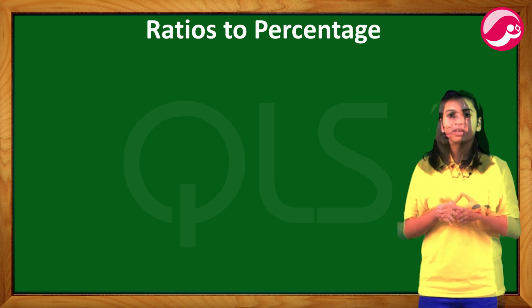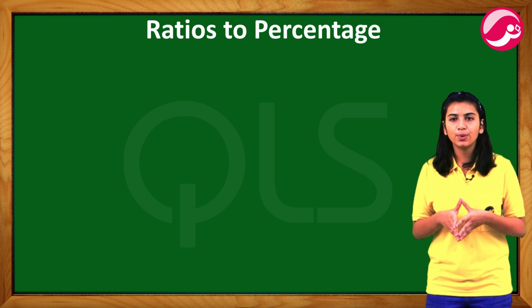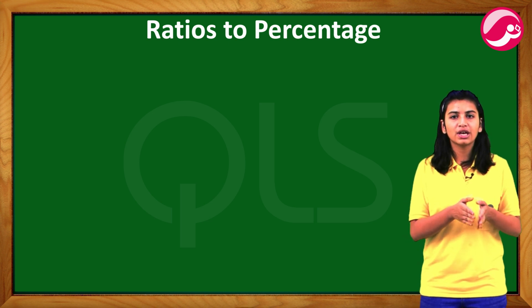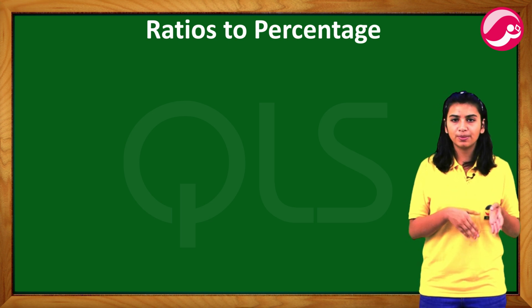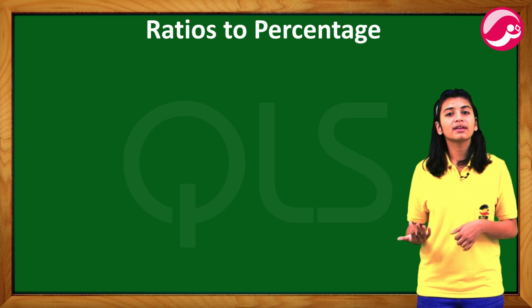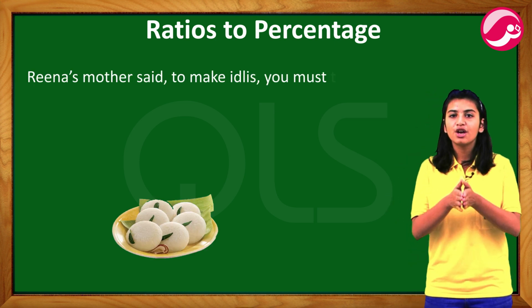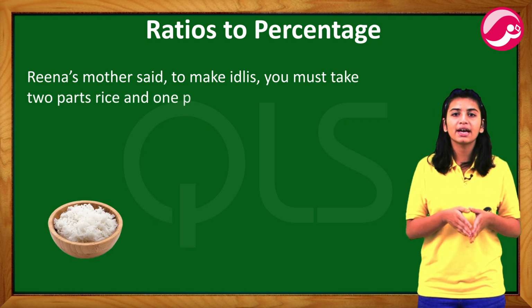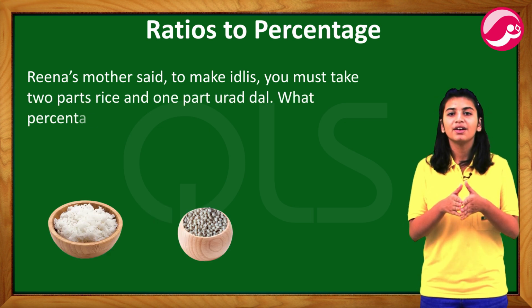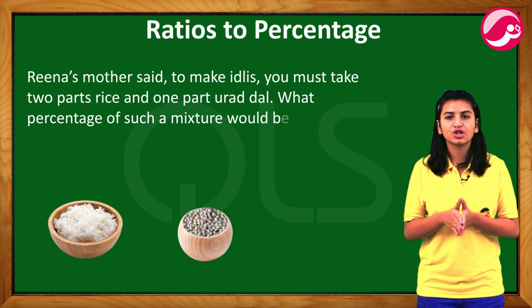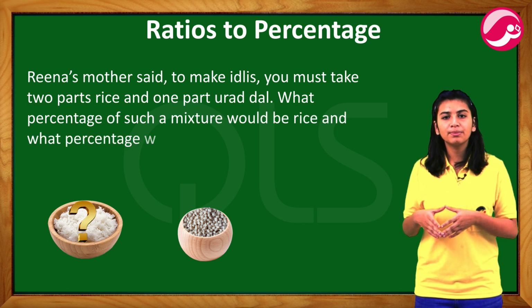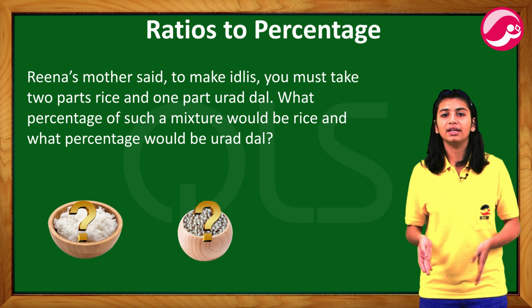Ratios to percentages. Sometimes parts are given to us in the form of ratios and we need to convert those into percentage. Consider the following example. Reena's mother said to make idlis, you must have 2 parts of rice and 1 part of urad dal. What percent of such a mixture would be rice and what percent would be urad dal?